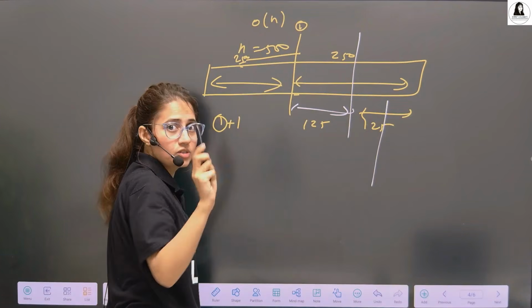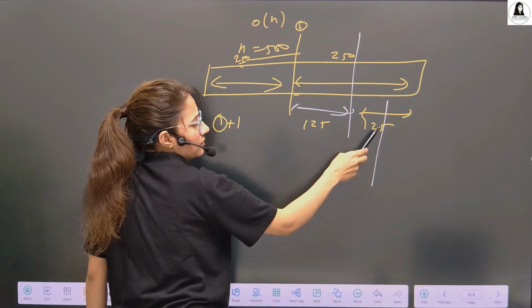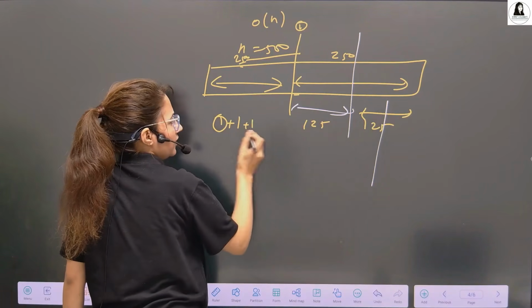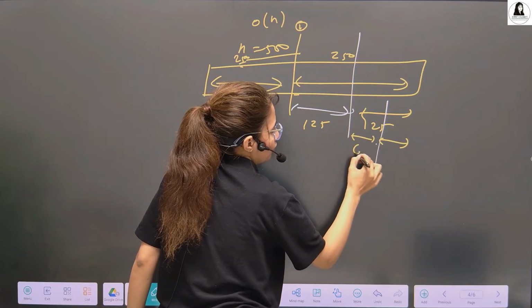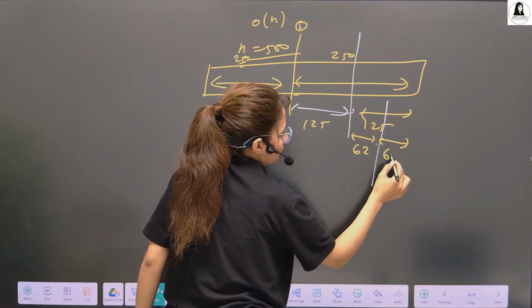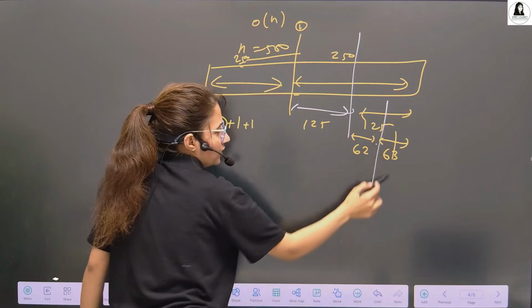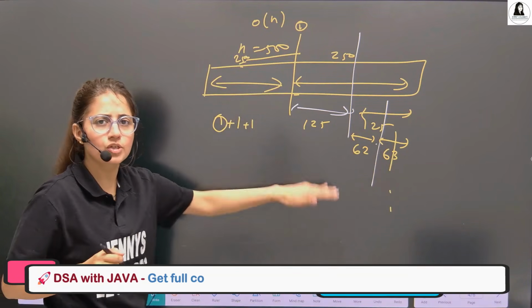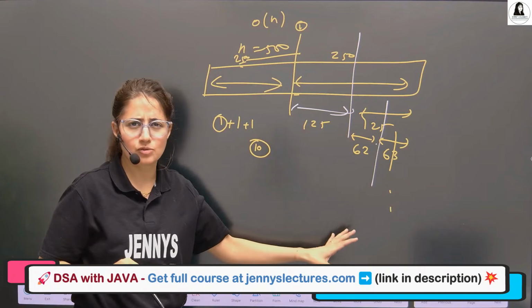Again divide this. In the worst case, I'm telling you, again divide this. Now one more comparison you have done with this mid. Now again you have divided this. So it's almost like maybe 62 and 62 or 63, right? So like this you again divide. Then at most, in the worst case, you require 9 or a maximum of 10 comparisons to get the result.